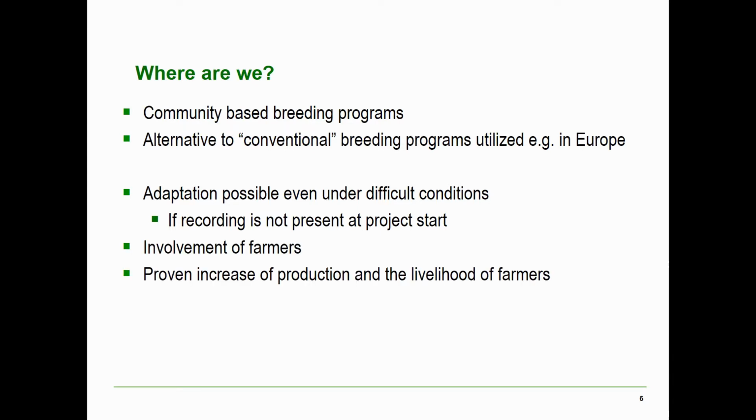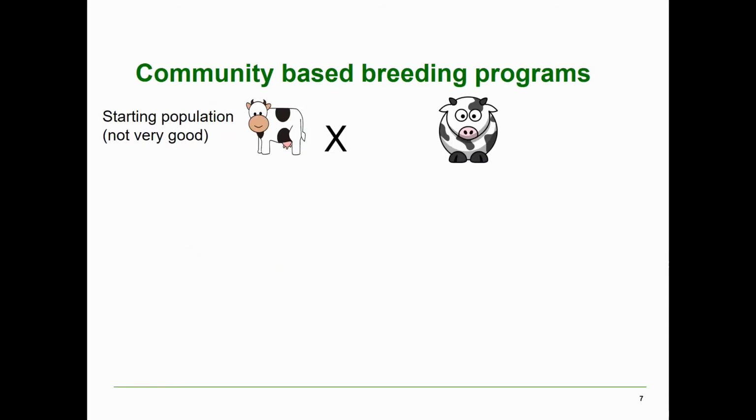The main focus of these community-based breeding programs is the strong involvement of local farmers, and they were proven to increase the production of individuals or the livestock breeds, and also improve the livelihood of farmers. I have talked about community-based breeding programs in detail on this channel, so if you are interested, just look up my video about animal breeding in low-income countries. For this presentation, just a short summary.